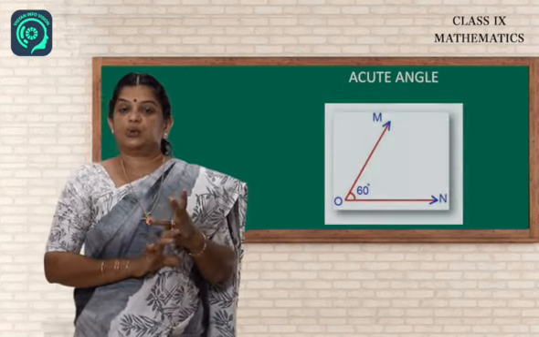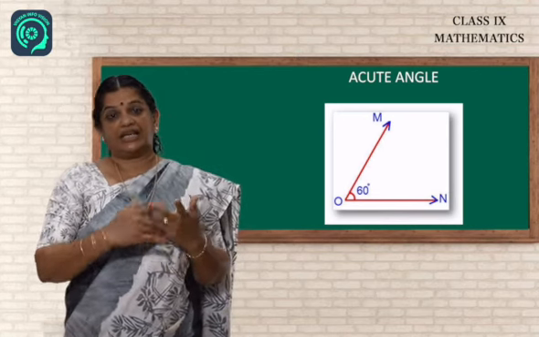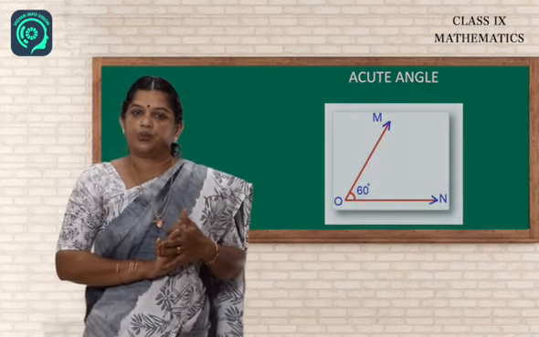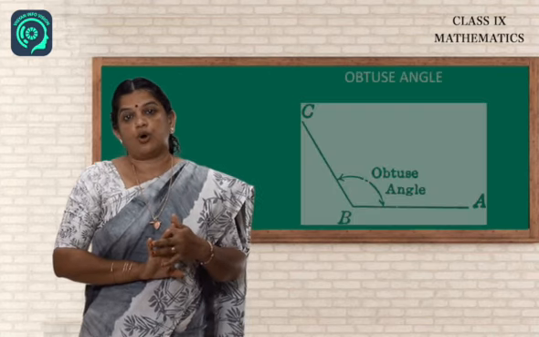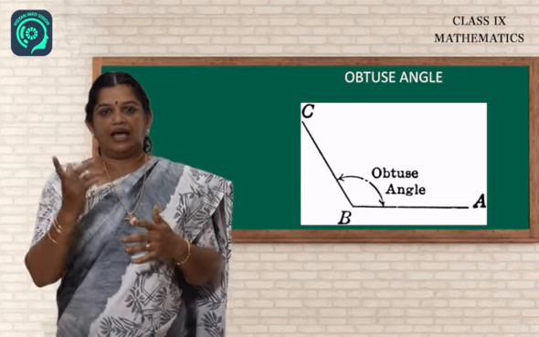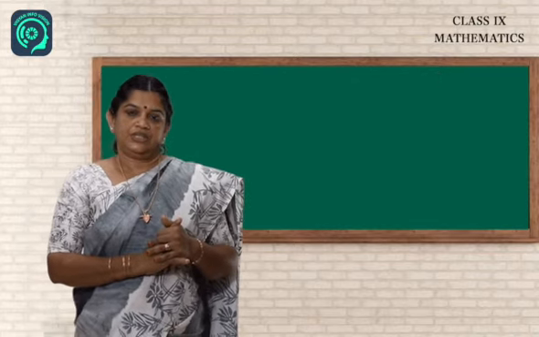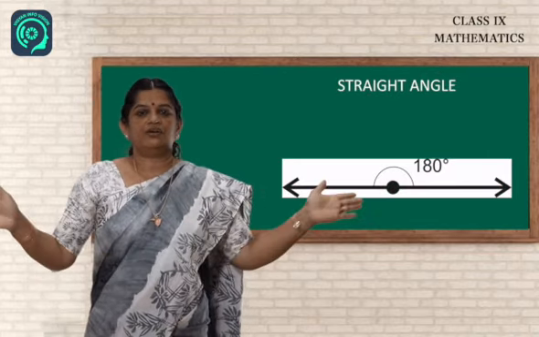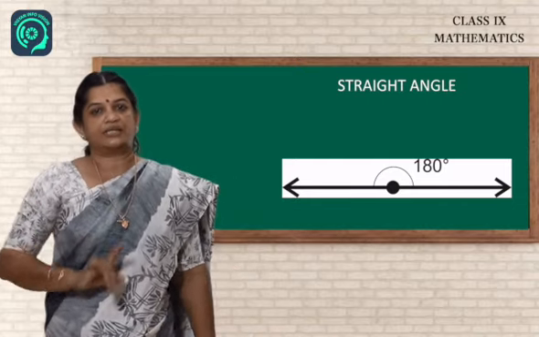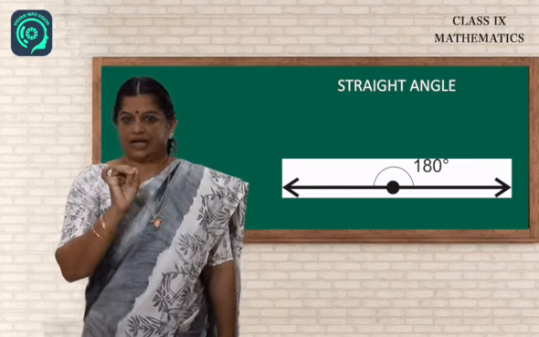Next one is acute angle. An angle whose measure is greater than 0 and less than 90 degrees is called an acute angle. Next is obtuse angle. An angle whose measure is greater than 90 and less than 180 is called an obtuse angle. Next one is straight angle. Straight line we know that, isn't it? A straight line forms 180 degrees. So, what is meant by a straight angle? An angle whose measure is 180 is called a straight angle.